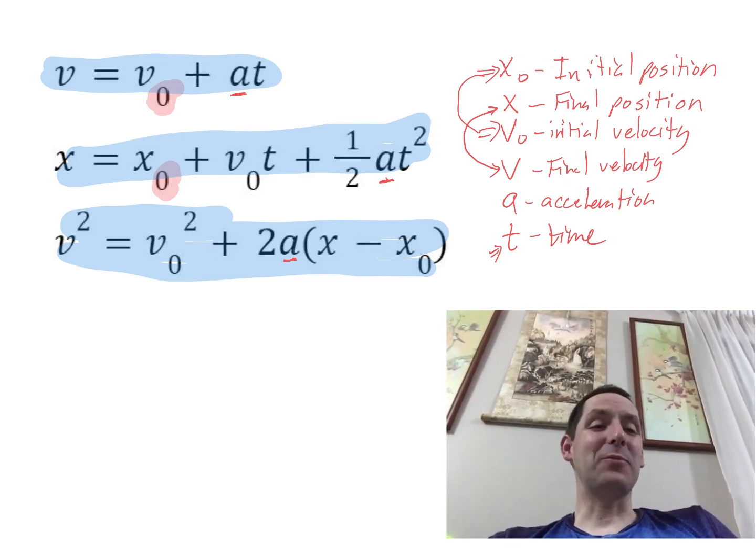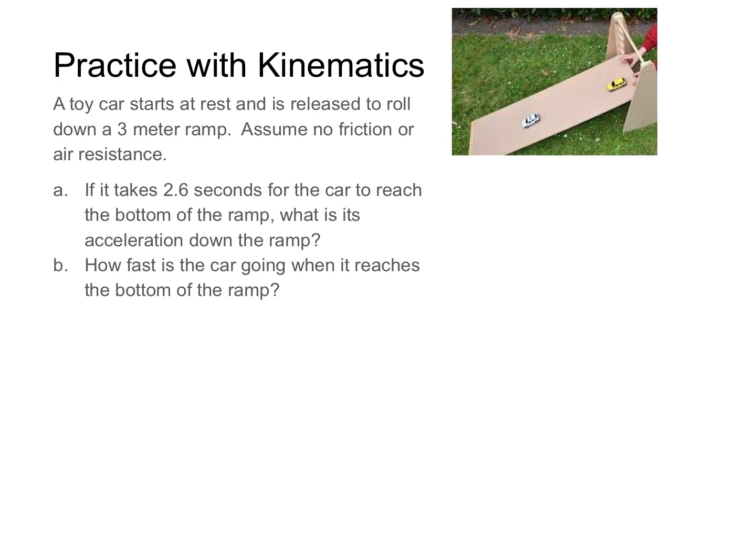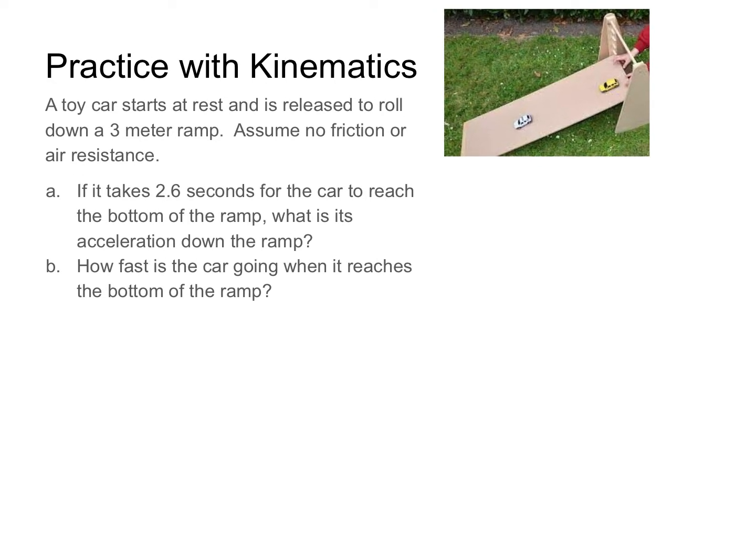We're going to look at an example or two. Our first example here, practice with our kinematics equations. A toy car starts at rest and is released to roll down a 3-meter ramp. We're going to assume no friction or air resistance. If it takes 2.6 seconds for the car to reach the bottom of the ramp, what is the acceleration down the ramp? So what I'm about to show you is going to be a lifesaver. This is going to be like your best friend over the next couple of days as we look at kinematics and over the course of the year.